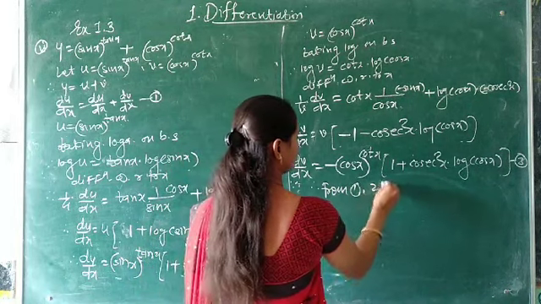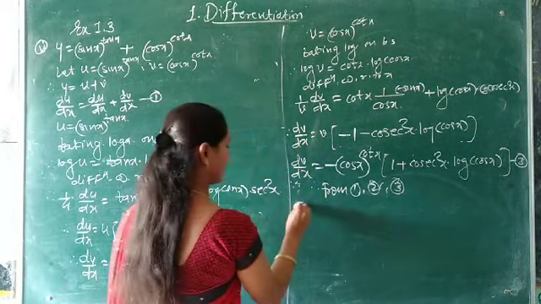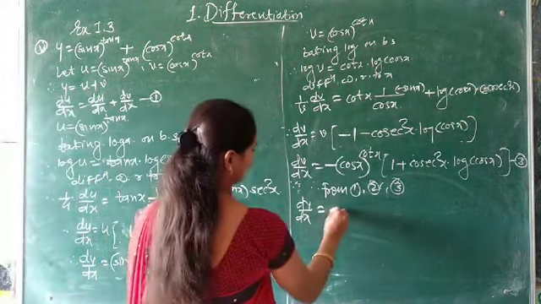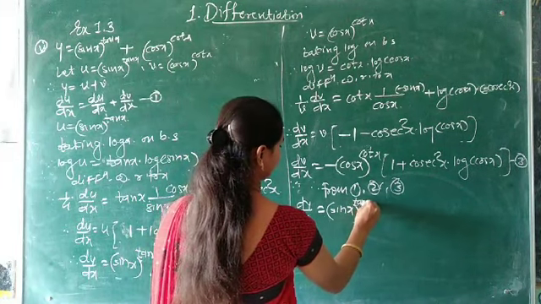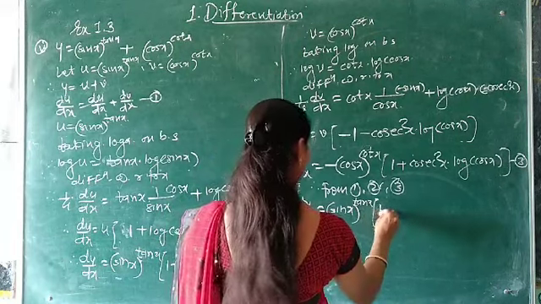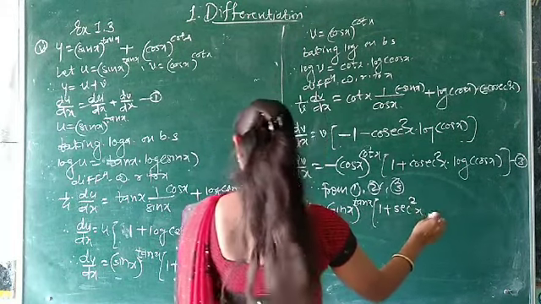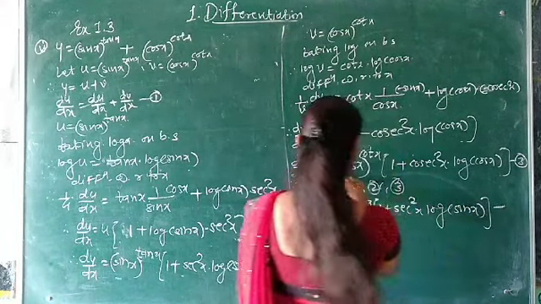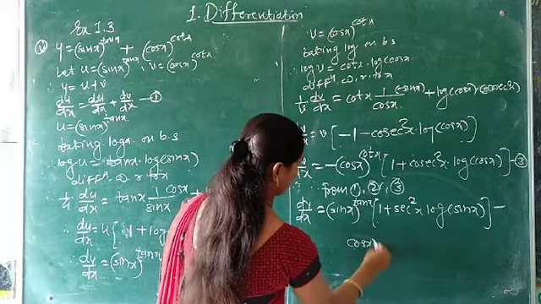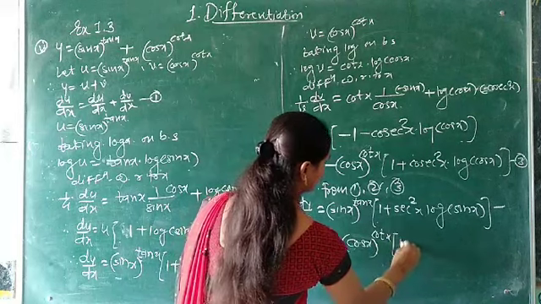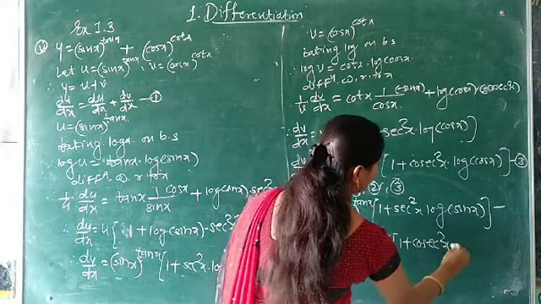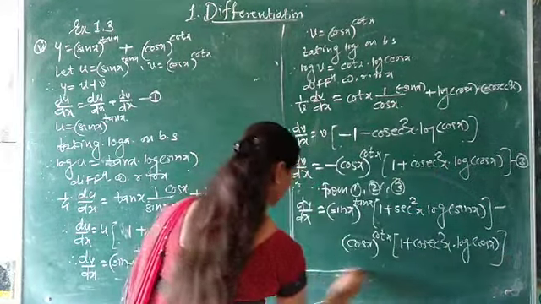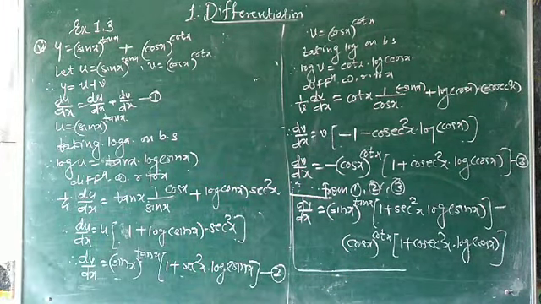Therefore, from 1, 2 and 3, dy upon dx is equal to, what is 2? Sin x raised to tan x in bracket 1 plus sec square x into log of sin x, minus cos x raised to cot x into 1 plus cosec square x into log of cos x. Final dy upon dx of example number 6.